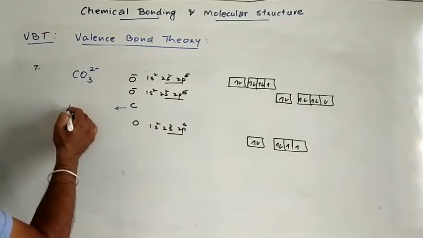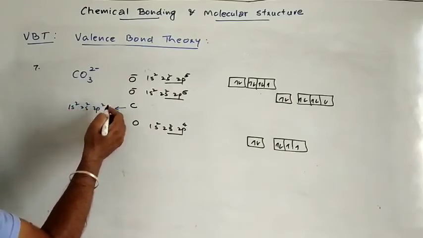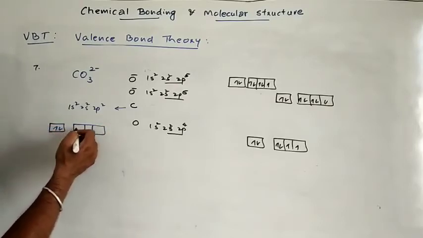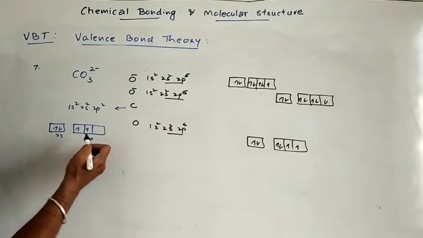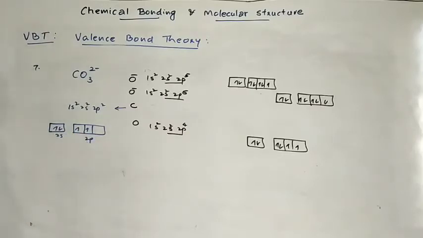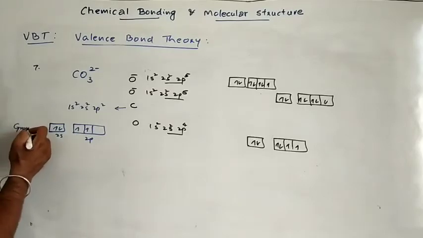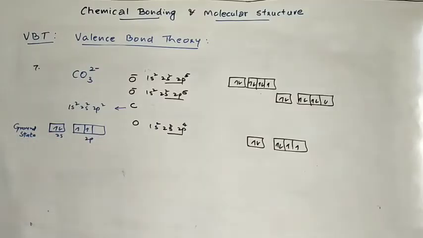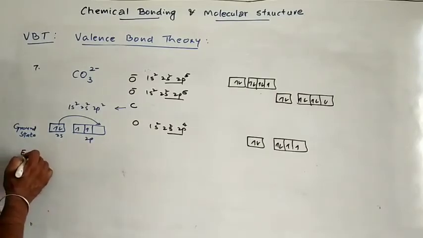What is the configuration of carbon? 1s2, 2s2, 2p2. So when you draw it like this, 2s2, 2p2, it has only 2 unpaired electrons. This state is called the ground state. But we require 4 unpaired electrons. How is it possible? If we shift 1 electron, this is called promotion of an electron. Energy is required. Where will the energy come from? When these 3 oxygens come close to carbon, there is a force of attraction, due to which energy is released. That energy is used to promote the electron. So that's known as the excited state.